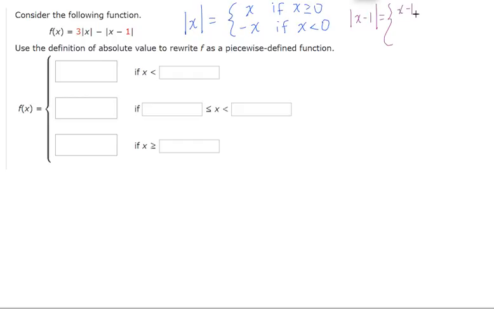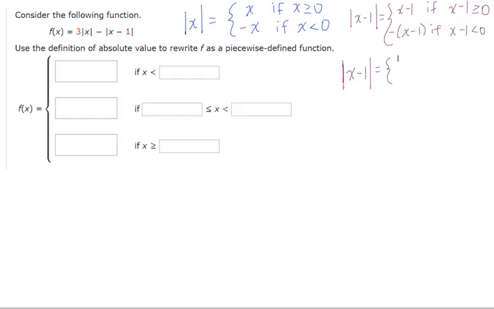So it equals x minus 1 if itself is greater than or equal to 0. So if x minus 1 is greater than or equal to 0. And it equals the negative of what's inside the absolute value bars. So the negative of x minus 1 if x minus 1 is less than 0. And this is a rather complicated way of looking at it, so let's go ahead and simplify this.